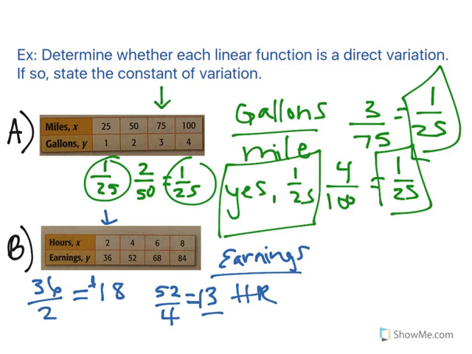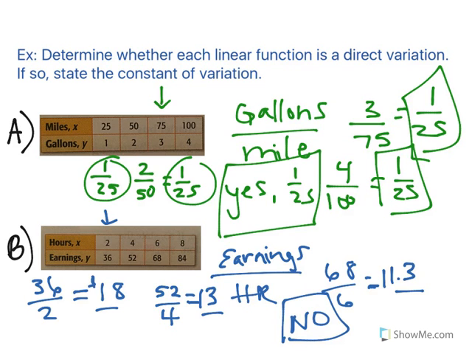So it looks like these are not a direct variation. I'm going to just try one more. It's always good to go back and check, in case I did the math wrong on any of them. Let's do 68 divided by 6 just for kicks. When you do 68 divided by 6, we're going to get like 11.3. So right away that tells me there's no common pattern. There's not a constant variation. So it's not a direct variation, and we can just say no right there.